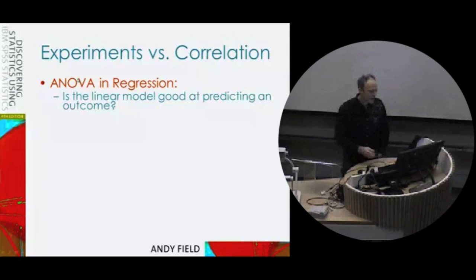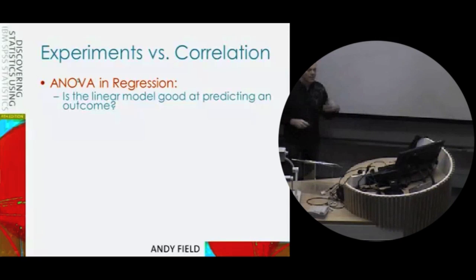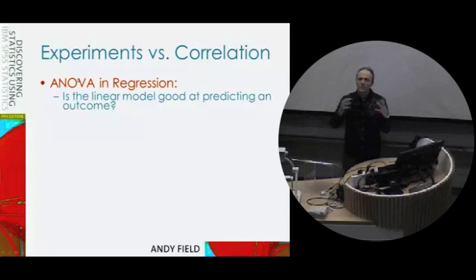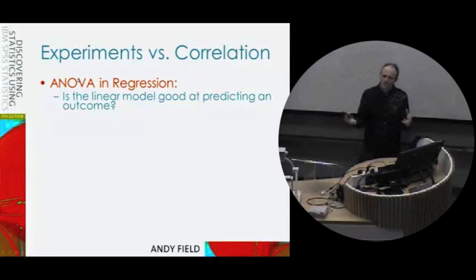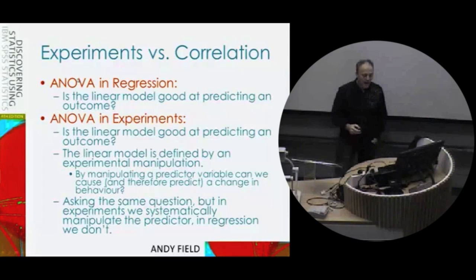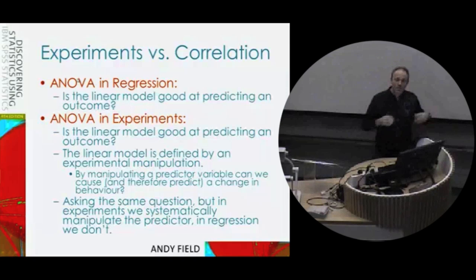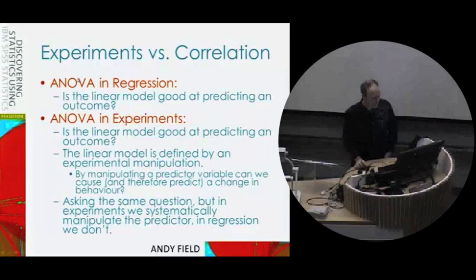As I said, we've seen ANOVA before when we've done what you might call regression, when we've looked at naturalistically measured variables, and we've seen that ANOVA is used to test whether the linear model is a good fit of the data. In other words, are the predictors we've put in good at predicting the outcome in a general sense? When we've done experiments, we can use the linear model in exactly the same way. So the ANOVA, or the F ratio, still tests whether the linear model is good at predicting an outcome, so whether the predictors we've put in are a significant fit of the outcome variable.